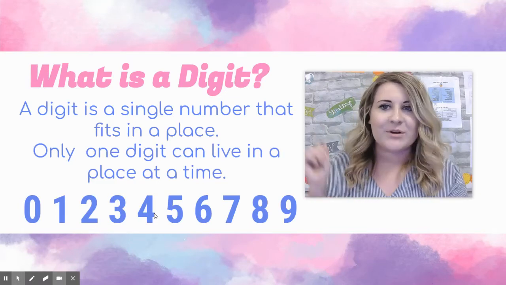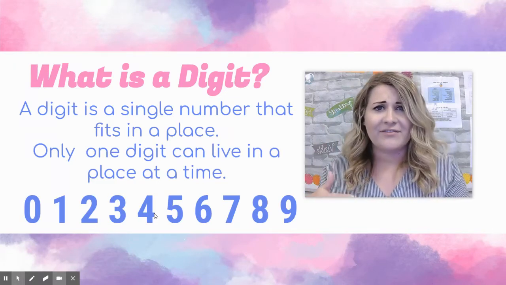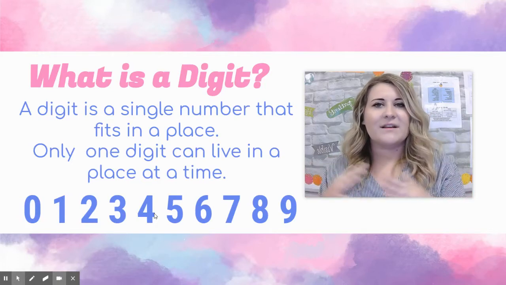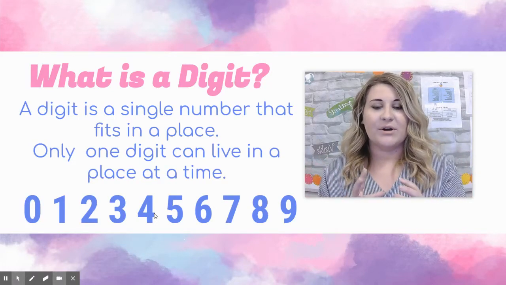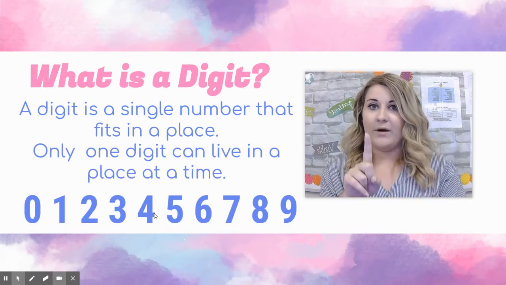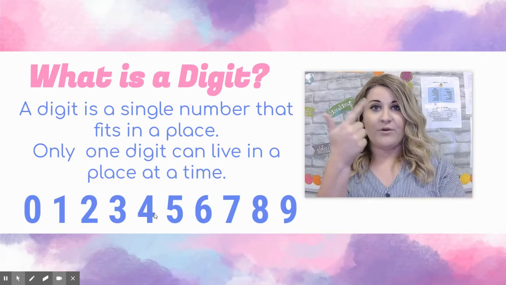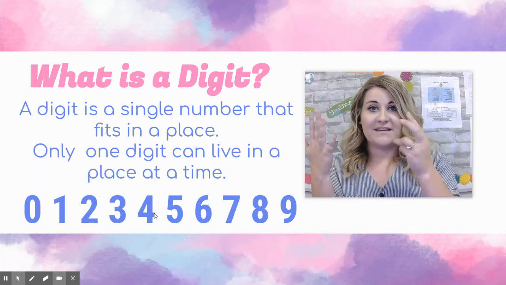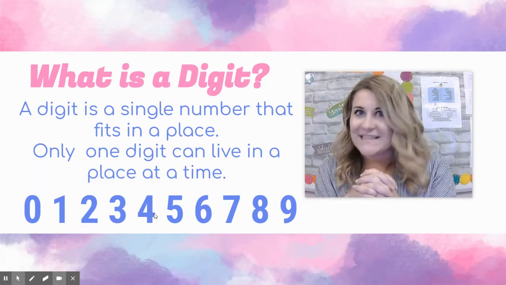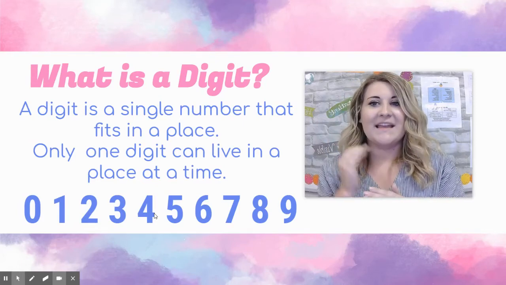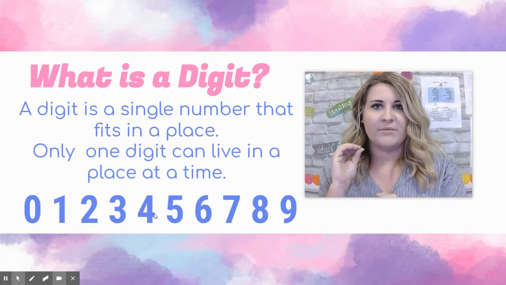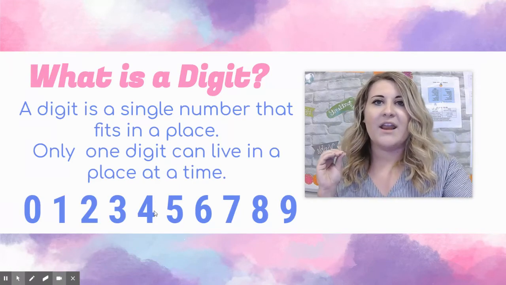Okay? These numbers, they're living that single life. They want to be single. They want to stay in their own place. They want their own space. So these numbers are the numbers that can fit into a place, only one at a time. So we have 0, 1, 2, 3, 4, 5, 6, 7, 8, 9, but not 10, because 10 is a 2-digit number. A digit is a single number.